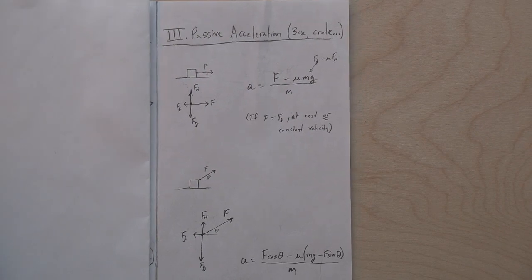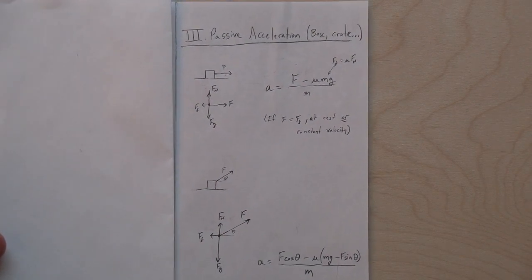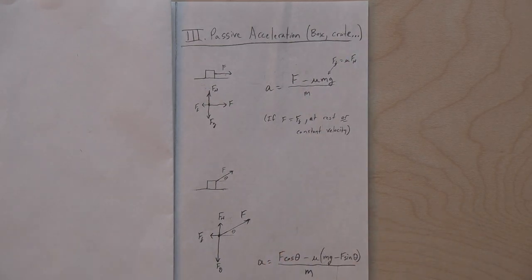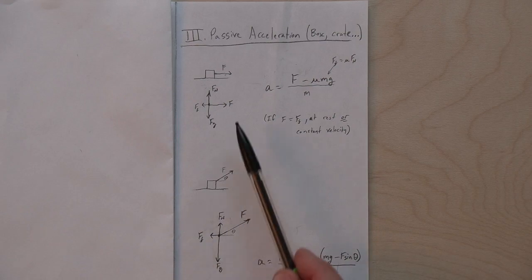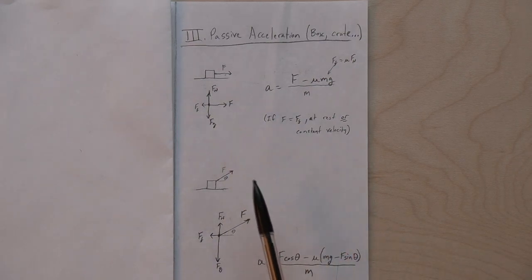The other phenomenon we're going to study or review is passive acceleration. And what do I mean by passive? Something without a motor or muscles, like a box or a crate. The simplest case is that you pull the box or crate in a forward direction. Then we've got gravity, the Earth pulling down on the box, and normal force pushing up, balancing it out.